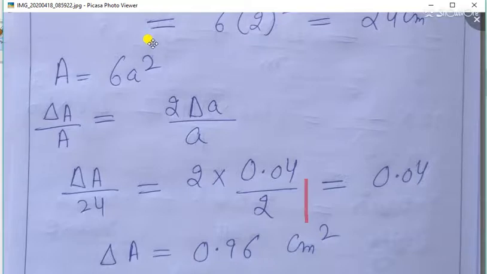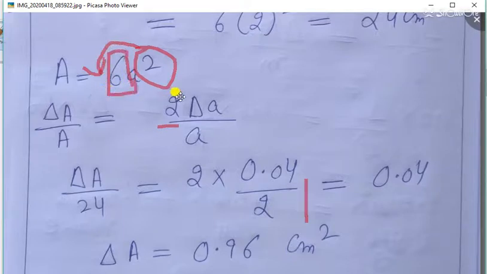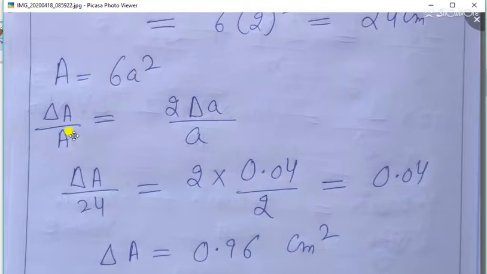So whenever the power is there, this power will come to the first, and this will become 2 delta a, and this 6 is constant, so that's why it is eliminated. So this is the use of binomial expansion. If it is a cube, then it will become 3 delta a by a. So this is the use of binomial expansion. We have delta a by a equal to 2 delta.